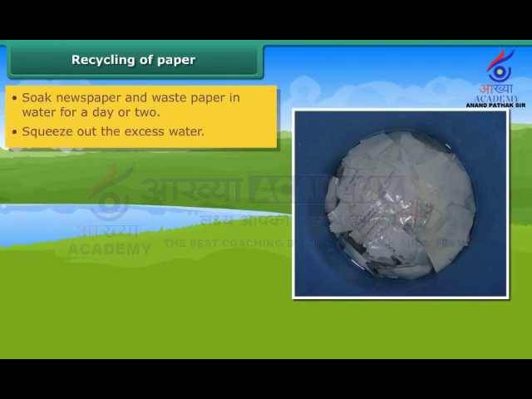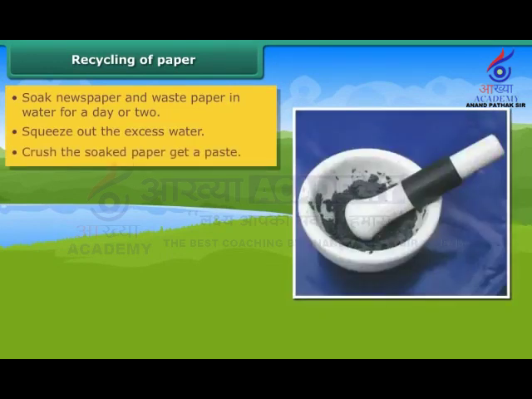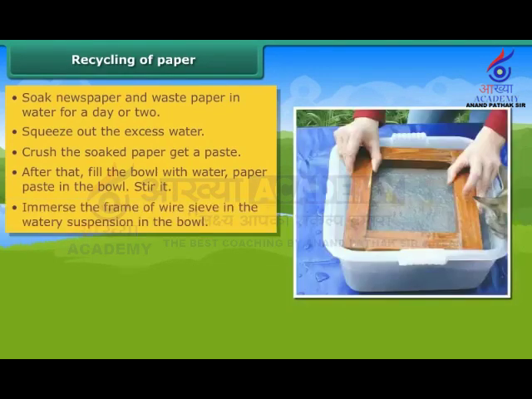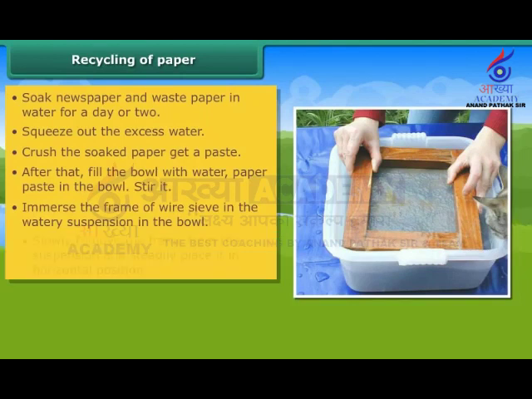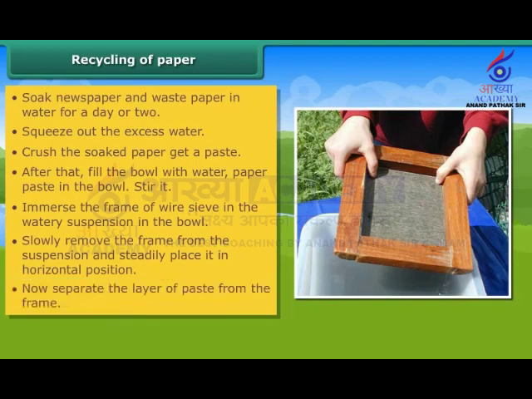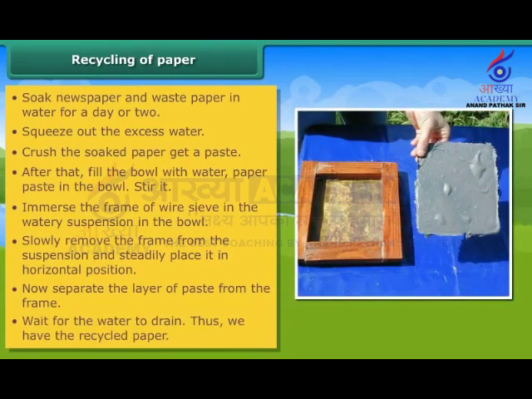Squeeze out the excess water. Crush the soaked paper to get a paste. After that, fill the bowl with water. Add the paper paste in the bowl. Stir it. Immerse the frame of wire sieve in the watery suspension in the bowl. Slowly remove the frame from the suspension and steadily place it in horizontal position. Now separate the layer of paste from the frame. Wait for the water to drain. Thus we have the recycled paper.